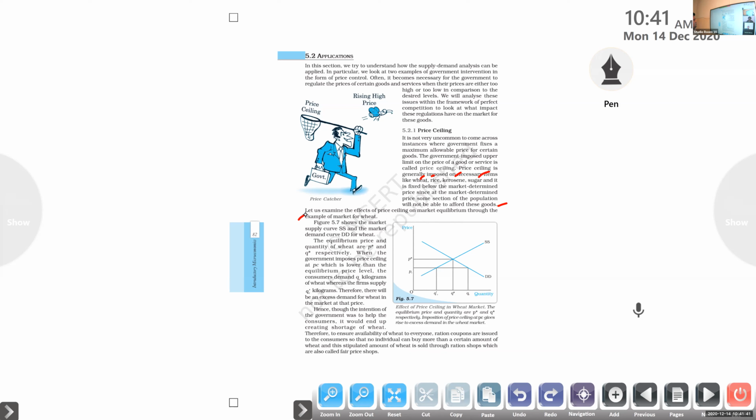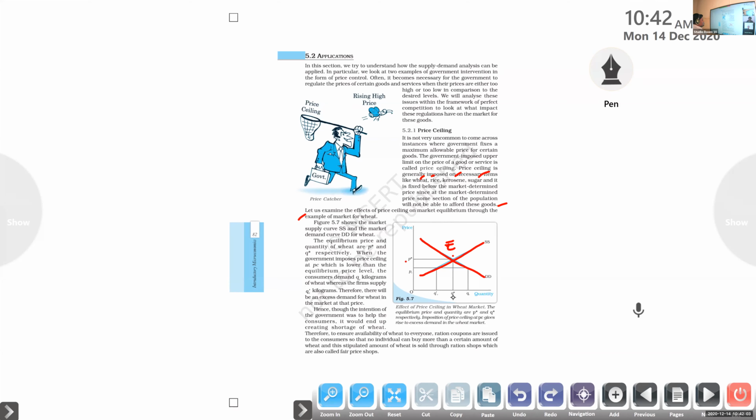Figure 5.7 shows the market supply curve SS and the market demand curve DD for wheat. So this is the equilibrium point. Q star and P star are the equilibrium quantity and equilibrium price. Clear?